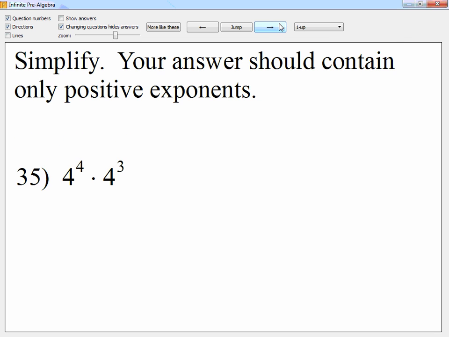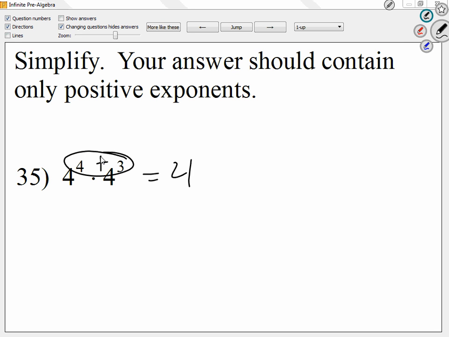Alright, now looking at number 35, simplify, your answer should contain only positive exponents. So I notice that I'm multiplying, but it has the same base. The base is the big number, not the exponent. So my base is 4. I'm just going to copy the base for right now. Now in multiplication, you add the exponents. So 4 plus 3 is 7. So I'm just going to have 4 to the 7. For simplifying, just leave it as 4 to the 7. Don't figure out what's 4 times 4 times 4 times 4 times 4 times 4 times 4. Don't multiply it 7 times. Just leave it as 4 to the 7.